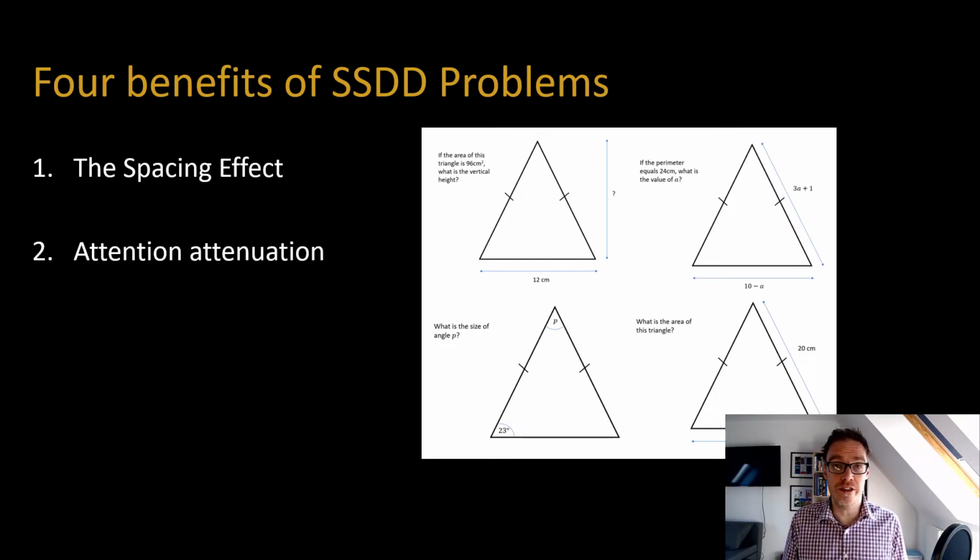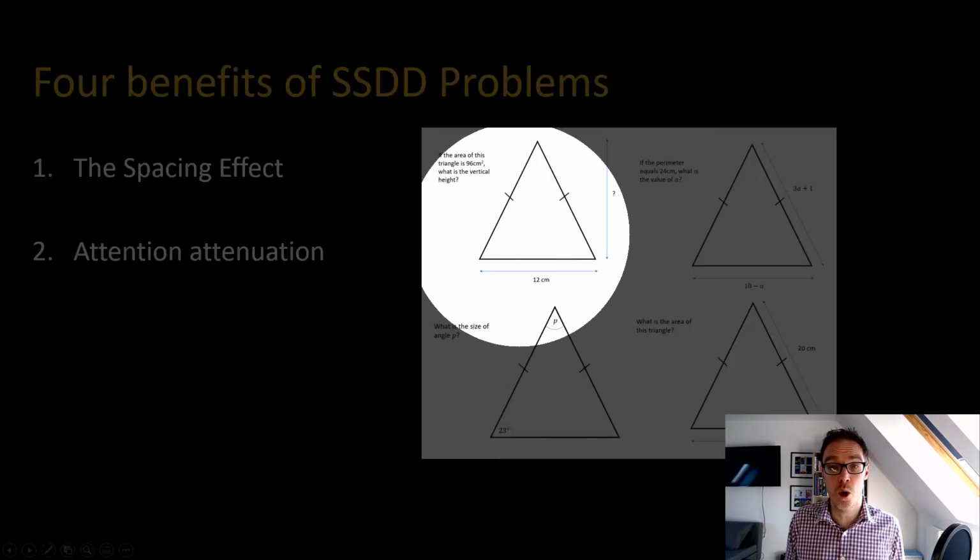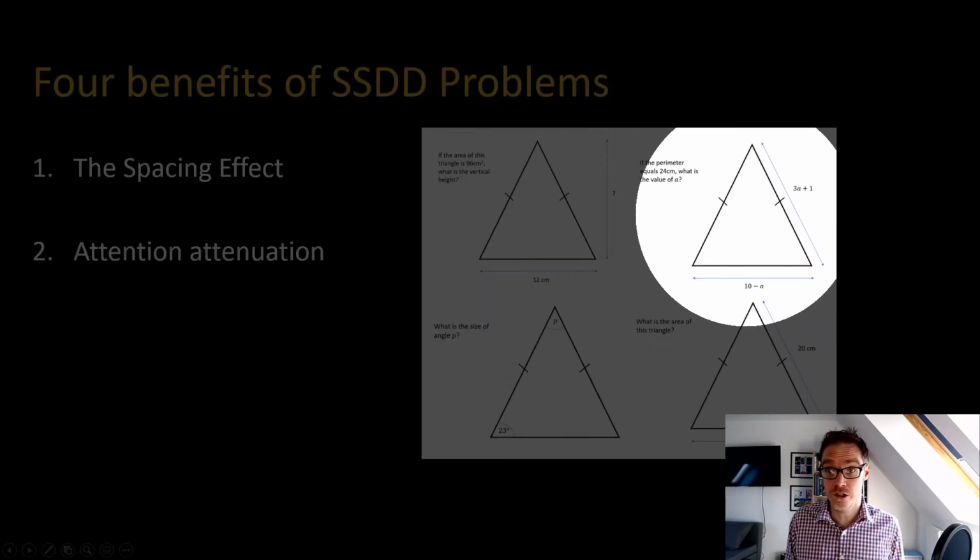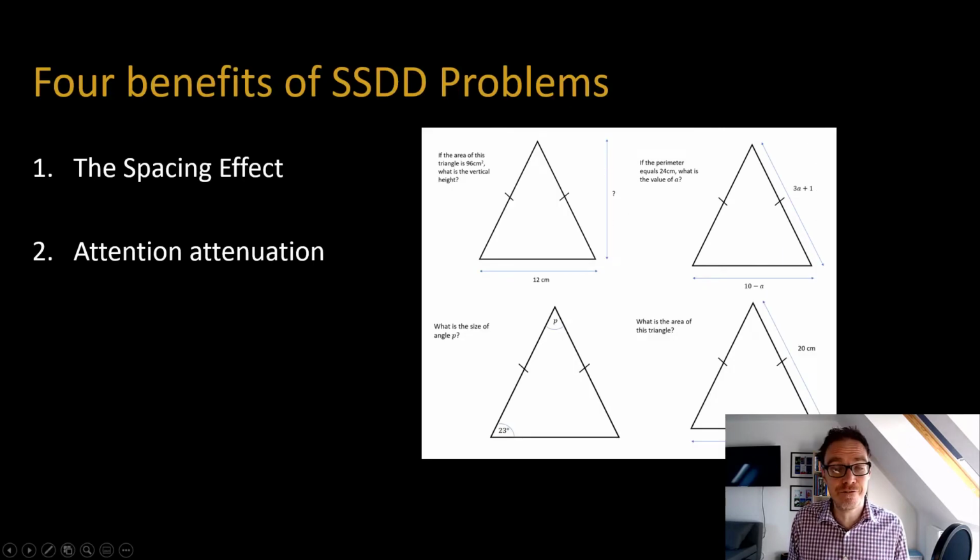You get what's known in the literature as attention attenuation. That basically means students cannot operate on autopilot. You know when you get those sets of questions where once you've done one, you've done them all? That's certainly not the case with SSDD problems. Once you've done one question, you better switch back on to try and figure out that second question because a different method is going to be required.